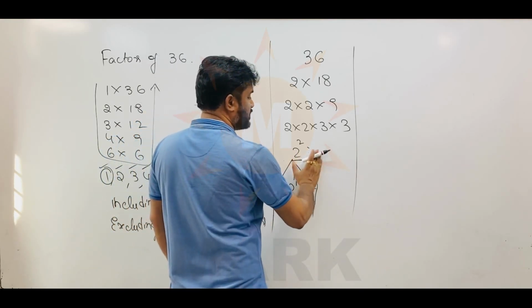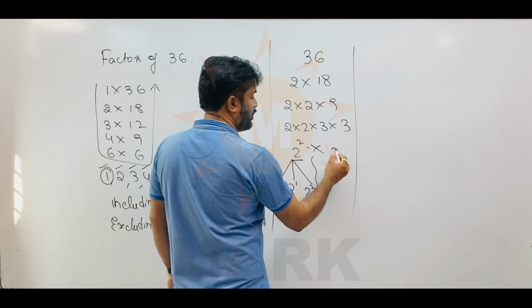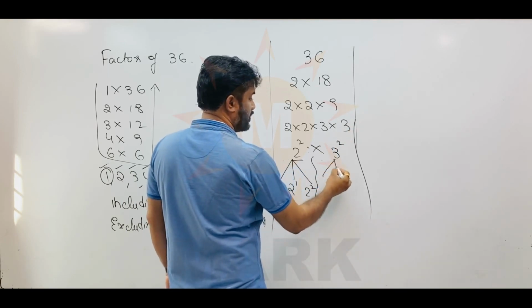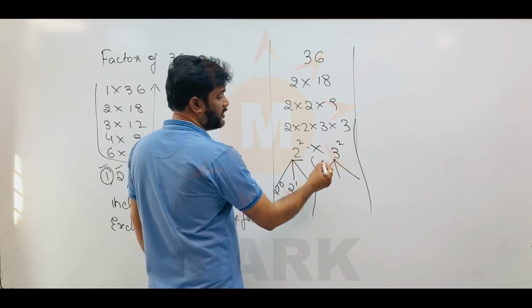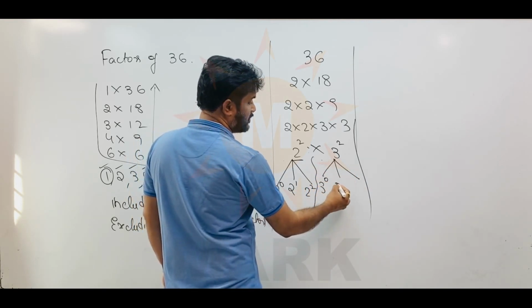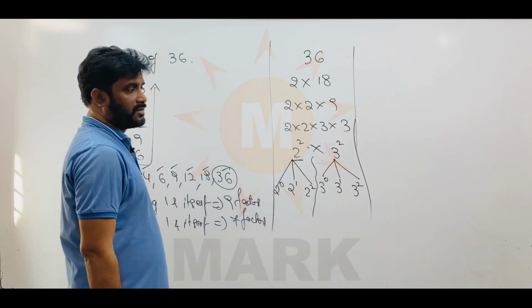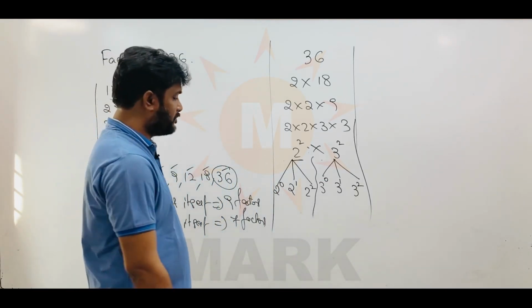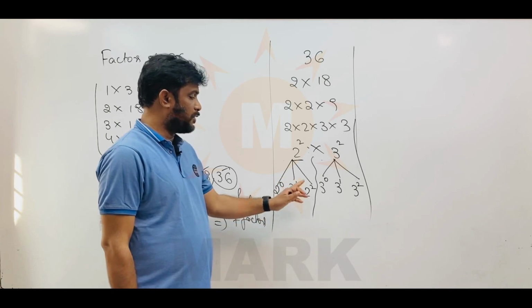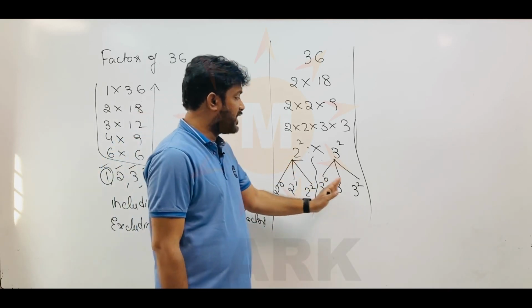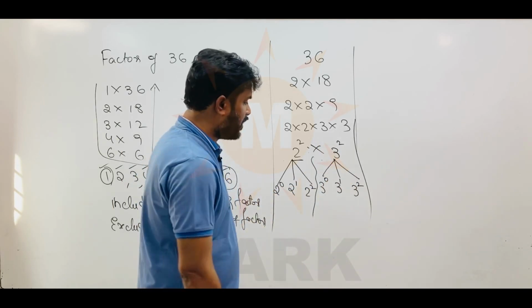Now, my dear friends, if I go for 3 power 2, what are the factors of 3 power 2? 3 power 0, 3 power 1, 3 power 2. Right? So 2 power 0, 2 power 1, 2 power 2 means 1, 2, 4 are the factors of 4. And 1, 3, 9 are the factors of 9. Now what we will do?